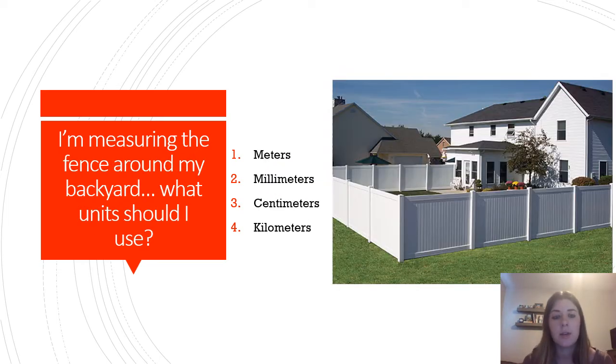I'm measuring the fence around my backyard. What unit should I use? Meters, millimeters, centimeters, kilometers. The correct answer is going to be meters. Millimeters is going to be like the tip of your pencil, and centimeters is going to be the width of your pinky. Those are way too small. Kilometers is a distance you drive, that's way too big.